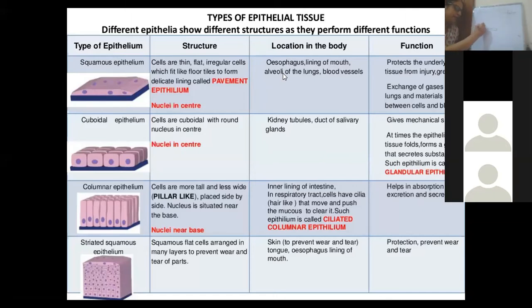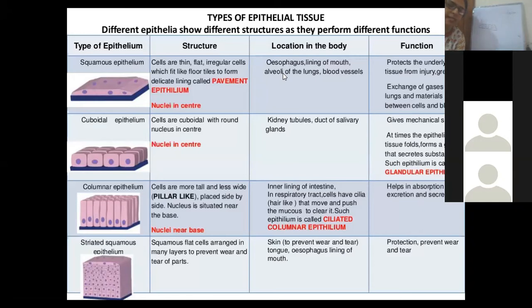Cuboidal epithelia is that epithelia where the cells are in the form of cubes and they are lying on the basement membrane with the prominent nucleus, right? They are present in the kidney tubes, duct of salivary gland. Now, what is the function of these cuboidal? The function is that they help in providing the mechanical support as well as they help in absorption, excretion, and secretion of various enzymes.